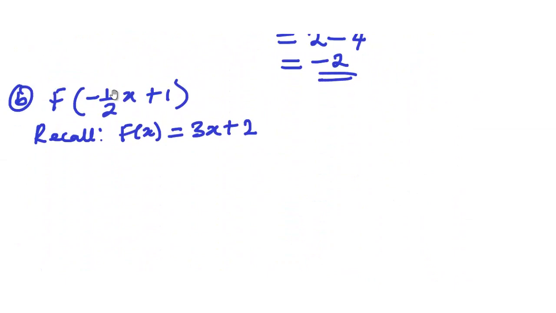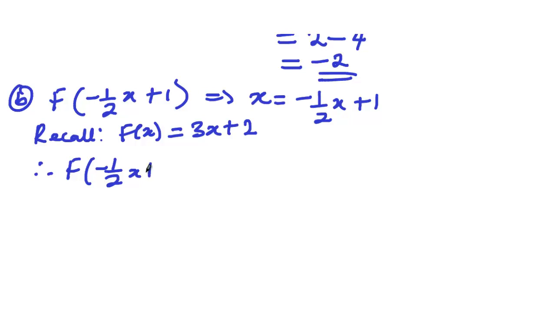So now, what is f of minus 1 over 2x plus 1? F of minus 1 over 2x plus 1 implies that x is equal to minus 1 over 2x plus 1. So wherever we see x, we replace it by minus 1 over 2x plus 1. Then we move on. So therefore, f of minus 1 over 2x plus 1 will now be equal to 3 into bracket, x in this case is minus 1 over 2x, plus 1. Then everything was plus 2.